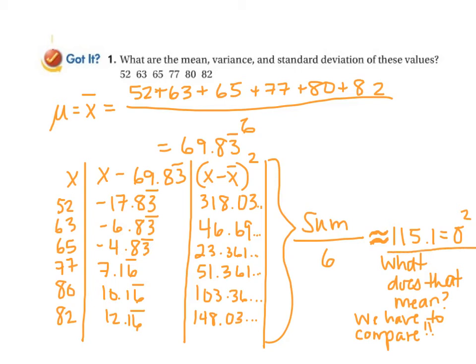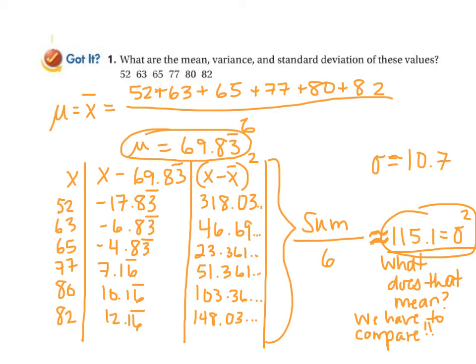We found the mean already. That was right here. Okay, there was the mean. There was the variance. Now, for the standard deviation, we take the variance, which we have as 115.1, and we square root that, and that gives me the standard deviation. In this case, our standard deviation ends up being approximately 10.7, and again, squiggly equal sign, because it is approximate. Again, what does that mean? We can't really say. We'd have to compare two data sets to be able to tell what that means.